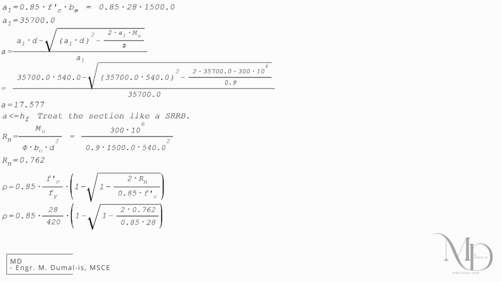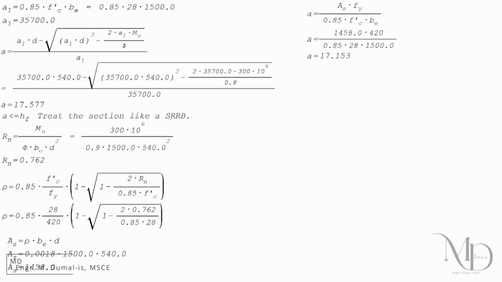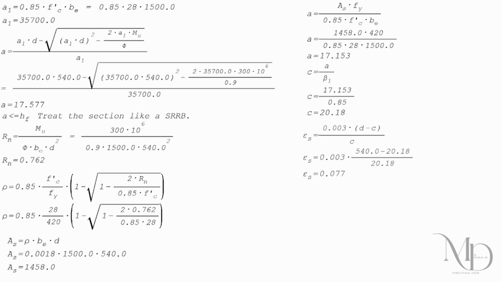The value of Rn can be used directly to solve for the value of the steel ratio of the beam. And using the value of the steel ratio, the steel area can be computed as follows. From the value of As, we can solve for the value of A. We convert the value of A into c by dividing it with the value of beta 1. From the value of c, we can now solve for the value of the steel strain. And finally, we can compare the value of the steel strain with 0.004 as per code requirement and 0.005 to check if the initial assumption of tension controlled section is correct.